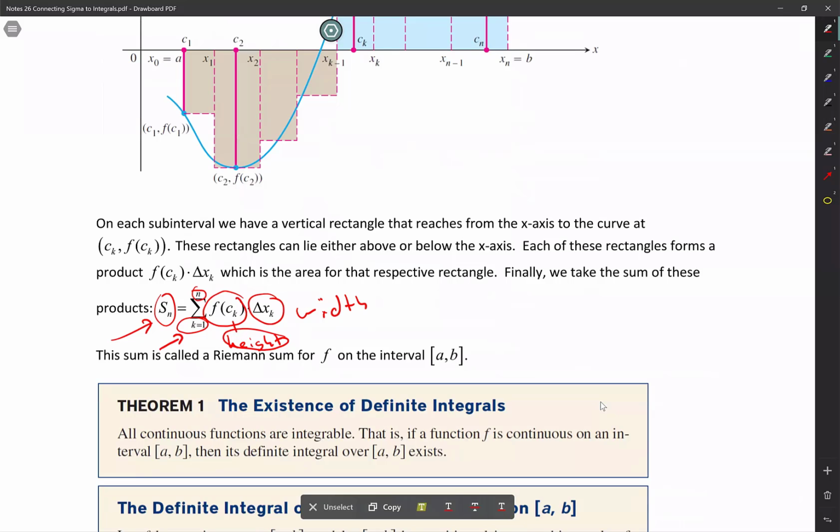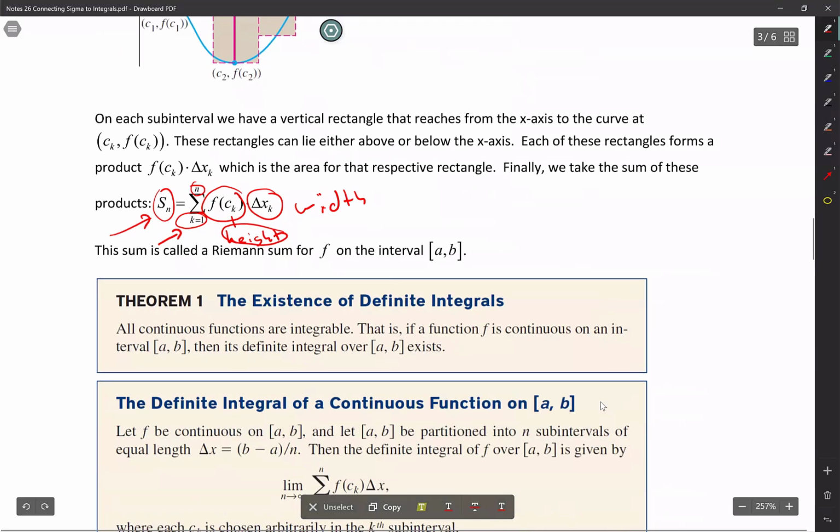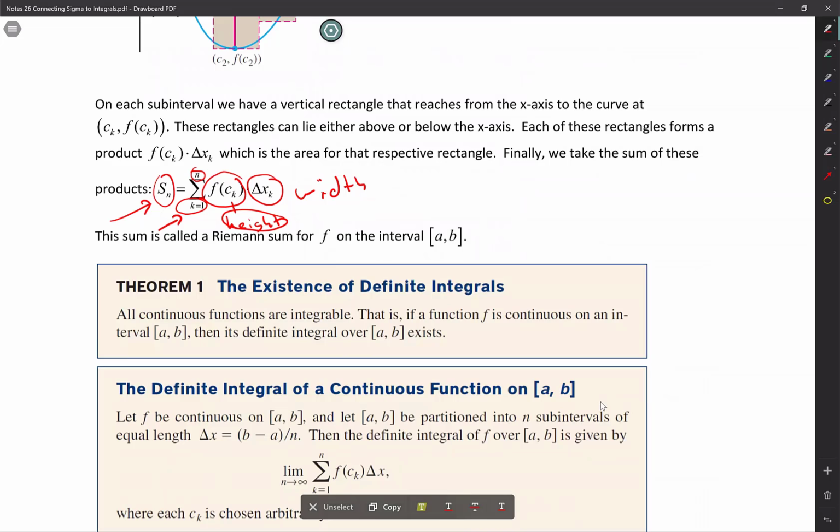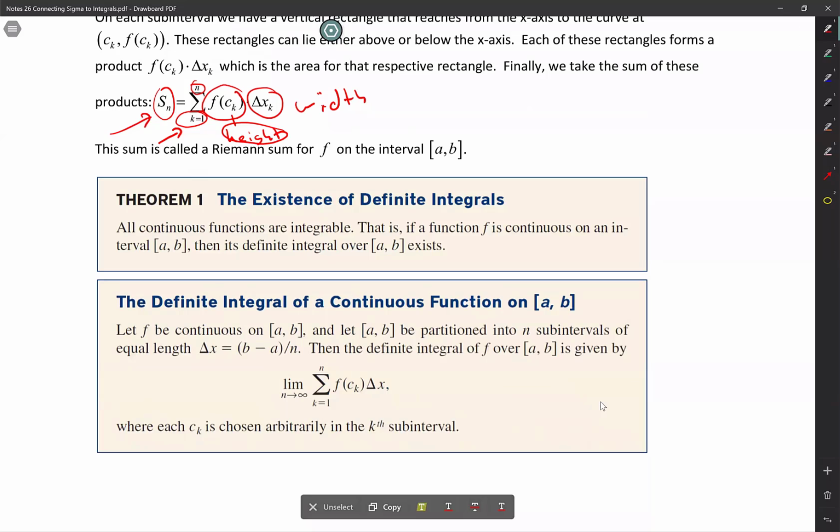And look what it says. All continuous functions are integrable. That is, if a function f is continuous on an interval a to b, then its definite integral over a to b exists. And they have this. So this is the one that I wanted you guys to look at. You see how it has limit as n approaches infinity? They are putting an infinite amount of rectangles.